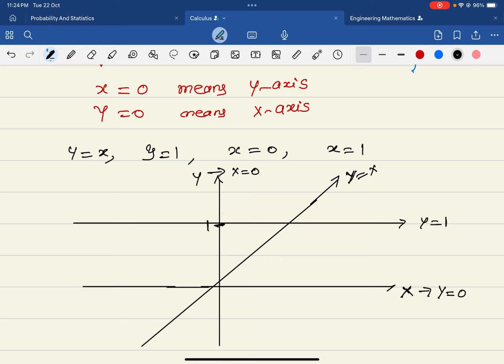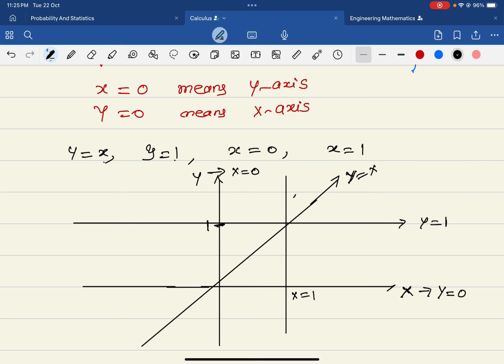And then we need x equal to 1, a straight line also. So x equal to 1 means I can put the line like this. This is x is equal to 1. We are drawing all the lines which are available in our problem. Now, I need to draw y is equal to x to y is equal to 1. My lower boundary, the bottom boundary, is x, and the upper boundary is 1.